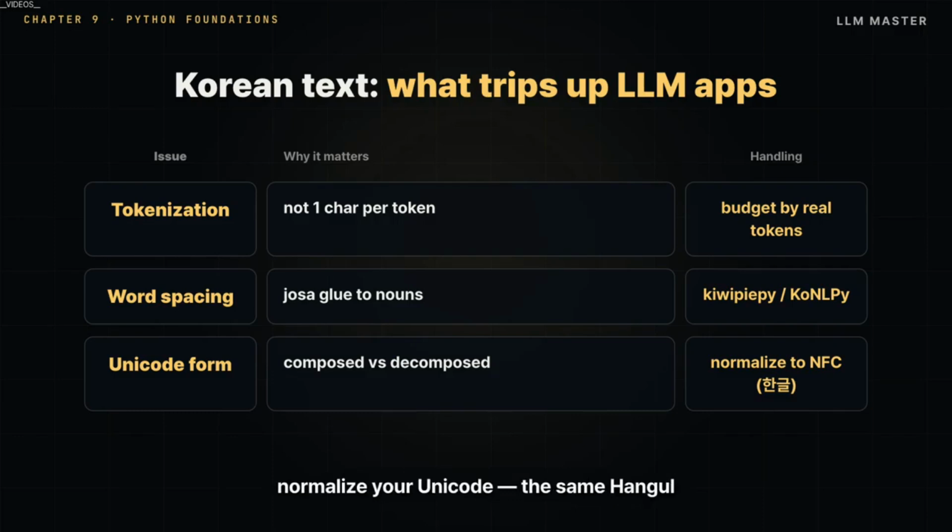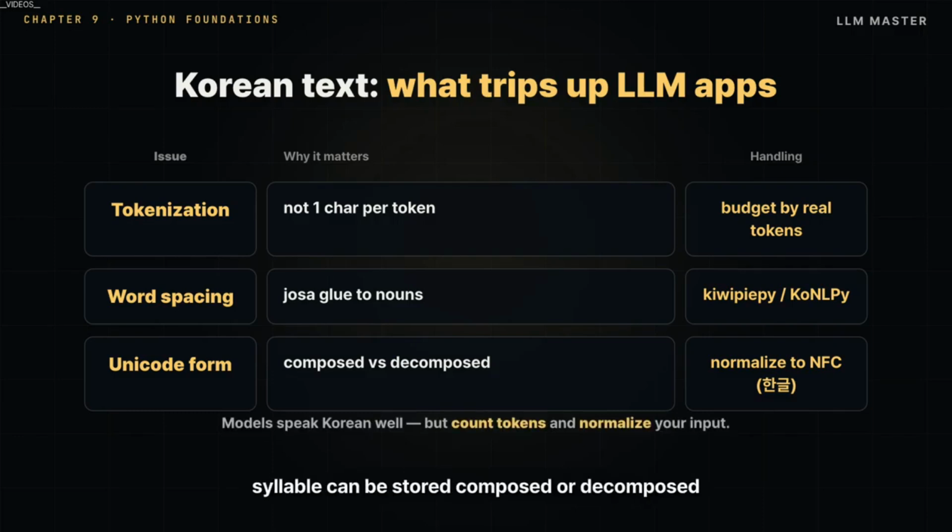Third, normalize your Unicode. The same Hangul syllable can be stored composed or decomposed, and unnormalized text quietly breaks string matching and deduplication. Run unicodedata.normalize to NFC on input. Get these 3 right, and Korean is just another language your pipeline handles cleanly.